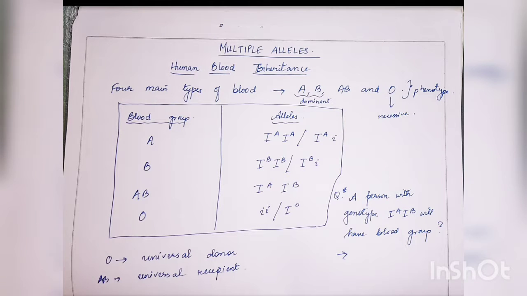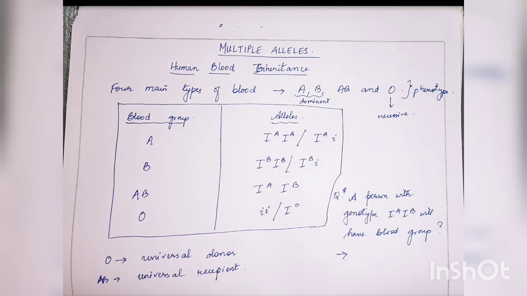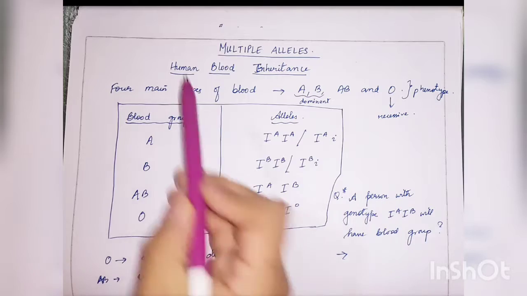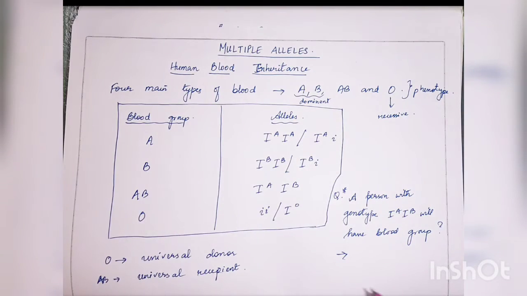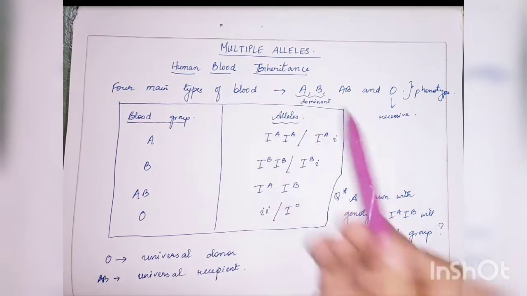Good morning, students. In this video you'll be learning about multiple alleles, the human blood inheritance. Multiple allele means when there are more than 2 alleles for a gene within a population, then we call that multiple alleles. And human blood is one of the best examples for showing multiple alleles.